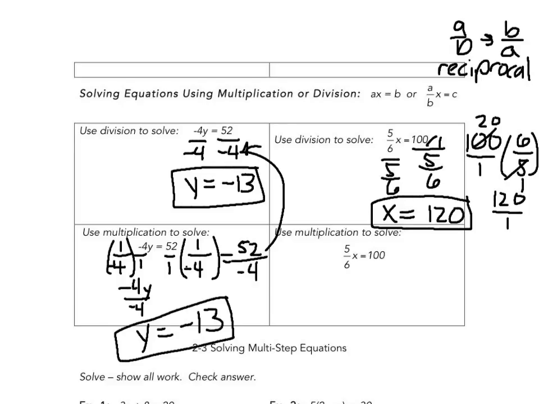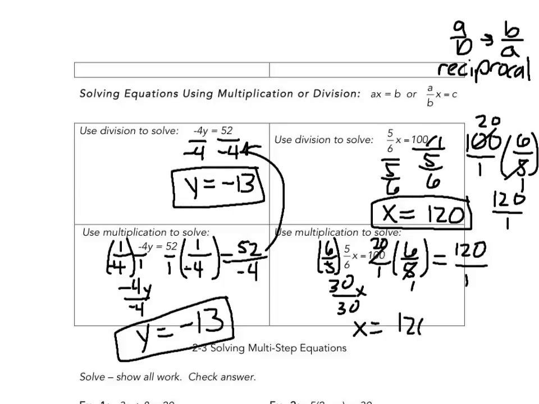Same thing with the other example. Instead of dividing by 5/6, I can multiply by the reciprocal of 6/5, which is what we did up here. So that would give me 30x over 30, which is just x. And then do a little cross canceling. Gives me 120 over 1, which is 120. And that's how you solve one-step equations using addition, subtraction, multiplication, or division. Okay, have fun.